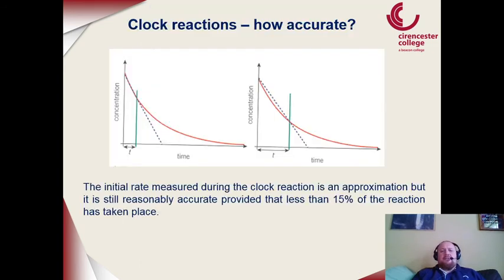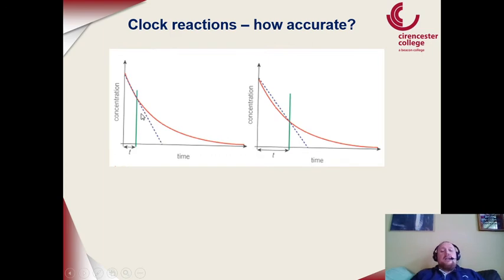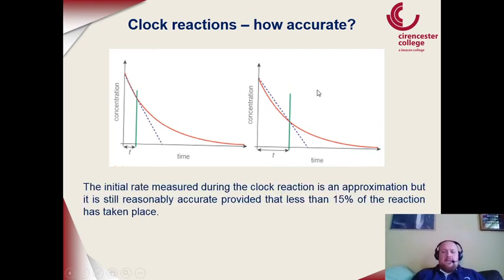So, how accurate are they? We do have a bit of a problem because our colour change, or whatever we're looking for, will happen after a certain time. So we can see here, when we've got the colour change happening very quickly, this is a relatively good measure of the initial rate, because the initial rate is going to have a very similar gradient to the rate next to it.